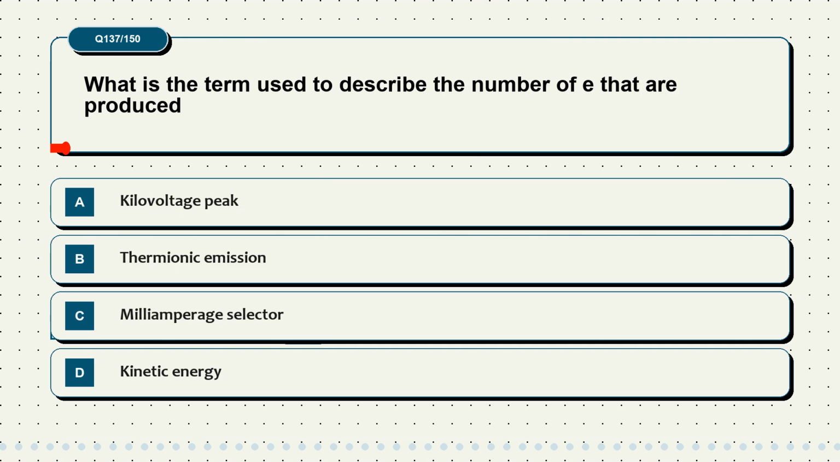Question 137. What is the term used to describe the number of E that are produced? Here are the options. Option A, kilovoltage peak. Option B, thermionic emission. Option C, milliamperage selector. Option D, kinetic energy.